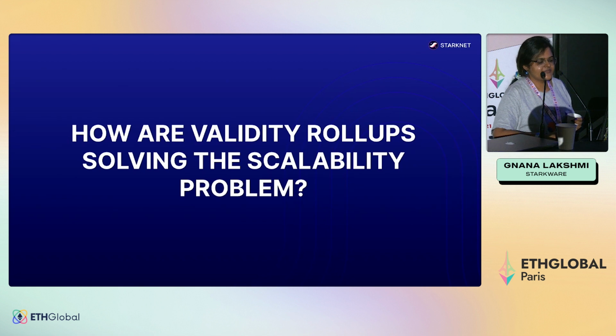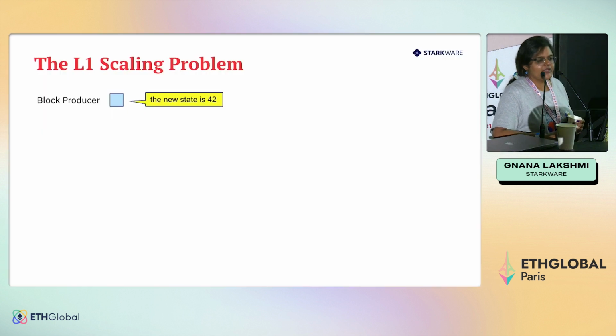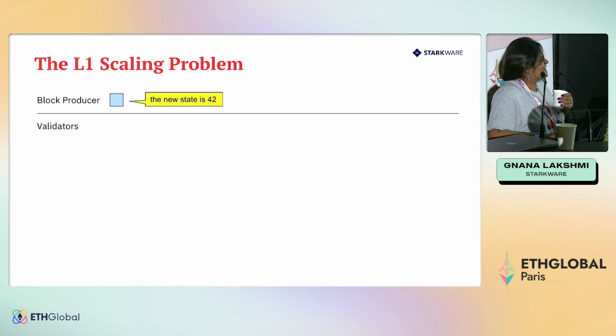How are validity rollups solving the scalability problem? And why should you build on Starknet? That's the next question, right? When you think of the L1 scaling problem, you have Ethereum, where, for example, when you're producing a block, you remember the problem where we are saying, okay, here is an algorithm, we are executing this algorithm. The new state of the system is 42, right? And a lot of books also say that the answer to all the world's problems is 42. Well, we can only hope.